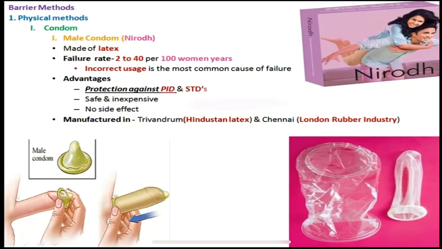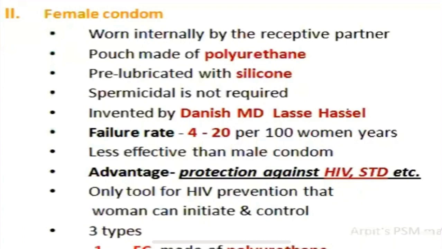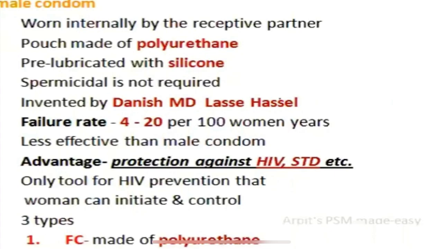Now, moving on to the female condom. The female condom is made up of polyurethane, which is used internally by the receptive partner. So the female uses the condom internally, whereas the male condom is used externally. Here it is inserted internally. It is made up of polyurethane.